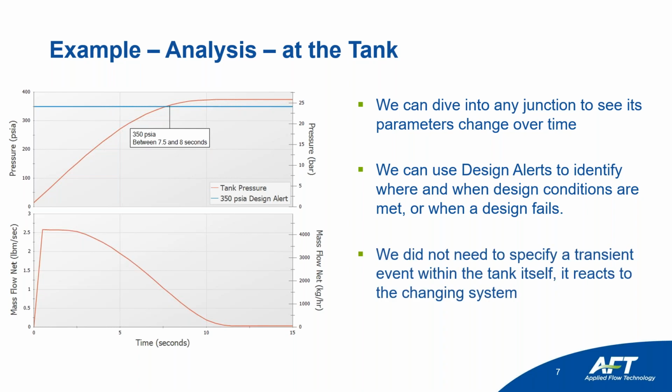We also can remember that we didn't need to specify a transient event within the tank itself. It's instead reacting to the changing system. So as the valve opens, we see that change in driving force, all of that mass is going to flow in. All of those calculations are done automatically for us. We're not saying fill the tank at this pressure rate or at this mass flow rate, anything like that, though we very easily could, right?